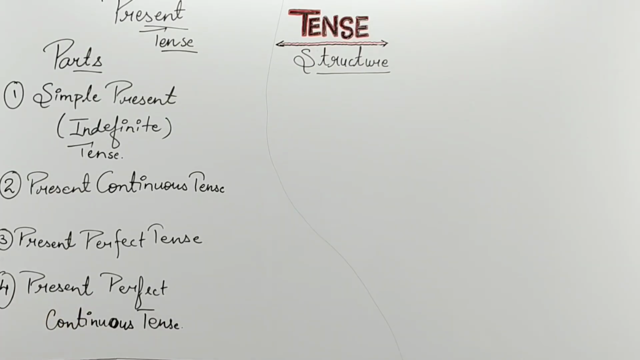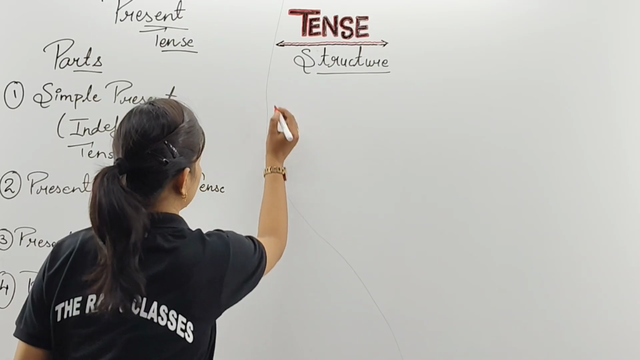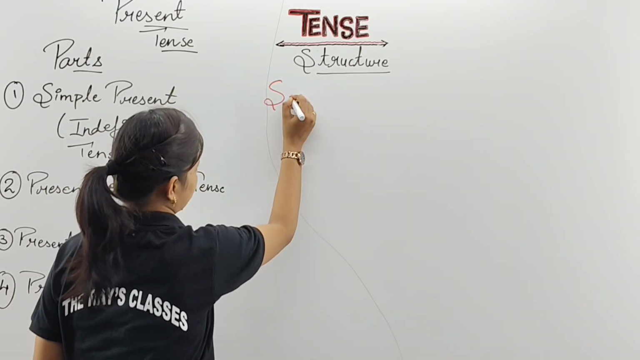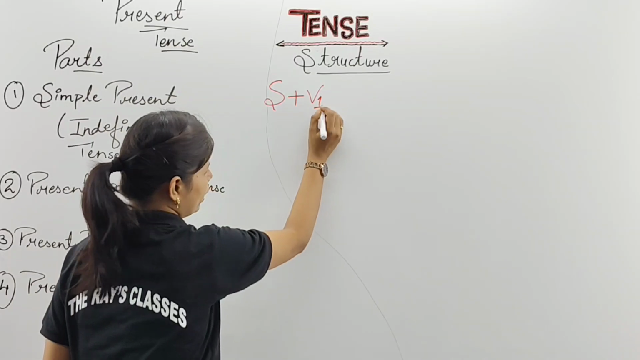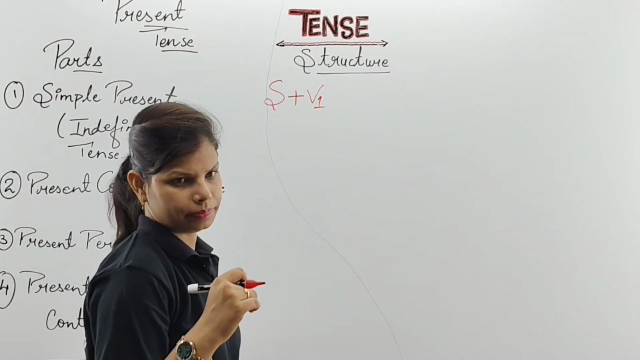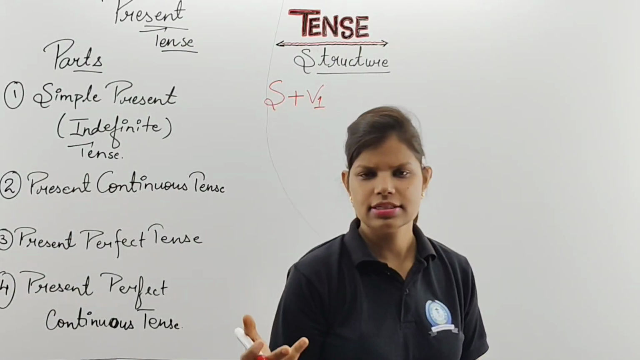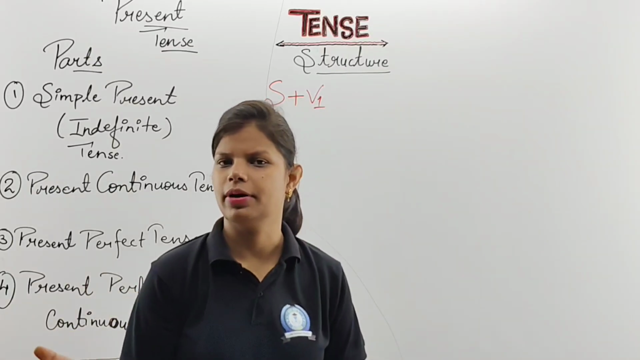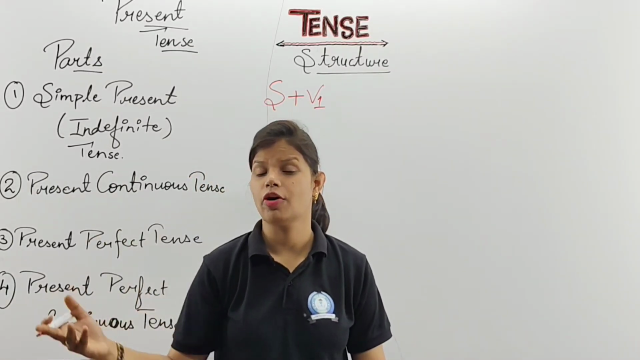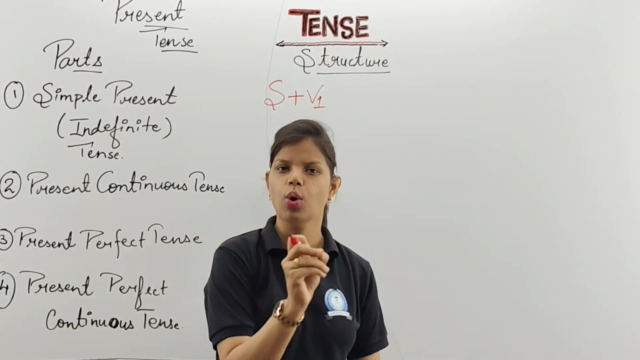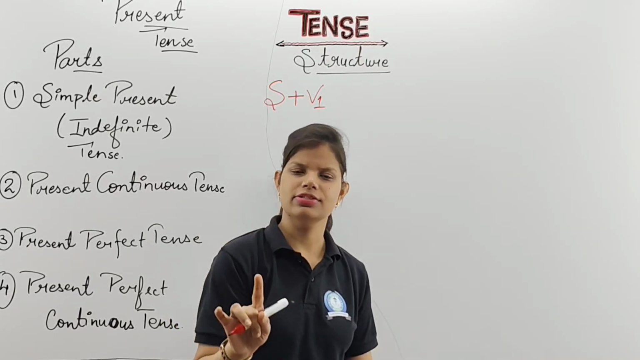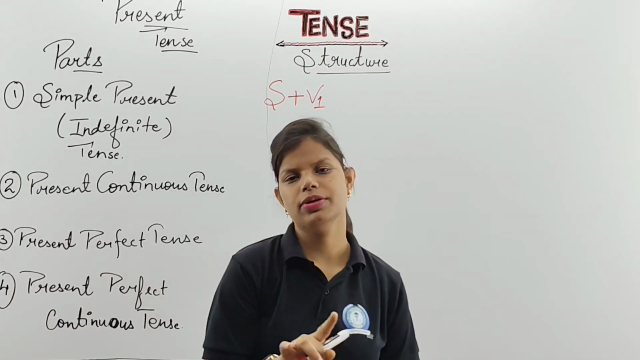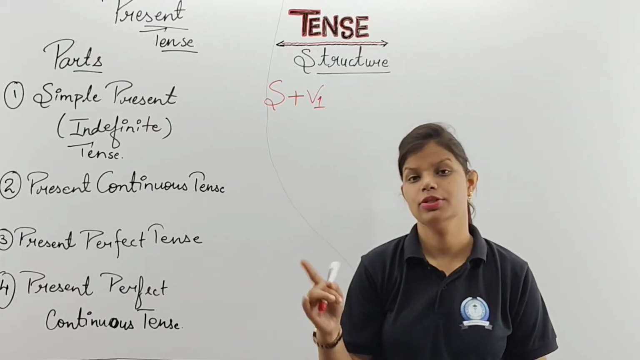When we are going to discuss the structure of this one, first of all, we will write it here as subject. Plus this V1 is what? In our previous video, I already taught you the four forms of verb: first form present, second form past, third form past participle, and fourth form is your ing form. Like go, went, gone, going. So go is your first form, went is your second form, the third form is gone, and the fourth form is going.